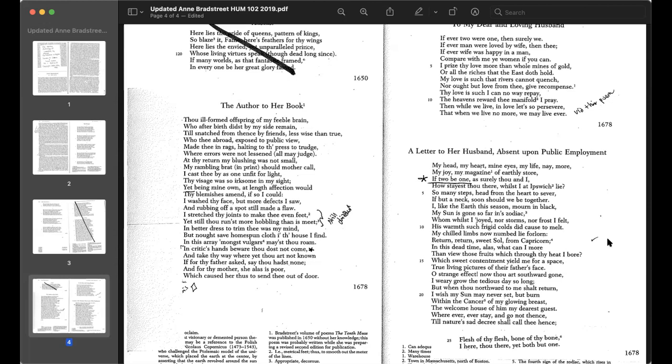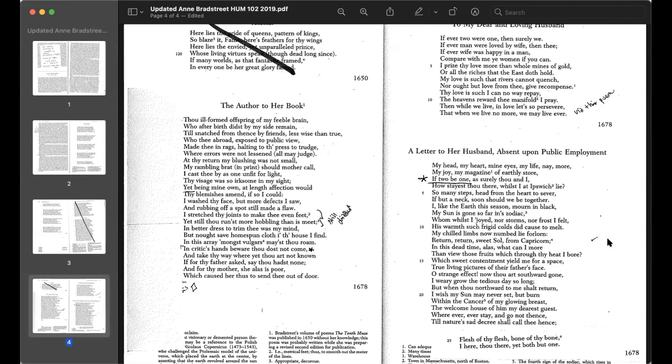Which sweet contentment yield me for a space, true living pictures of their father's face. Here she's talking about her children. What can I do except view those fruits which through thy heat I bore, meaning the offspring of our love. I look at their faces and in them I see you. I look at our children's faces and I'm given contentment knowing that I have a piece of you here with me.